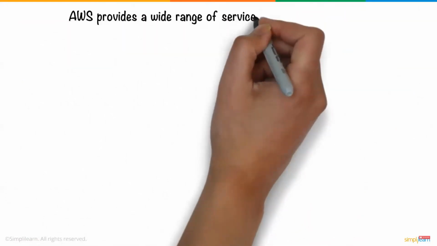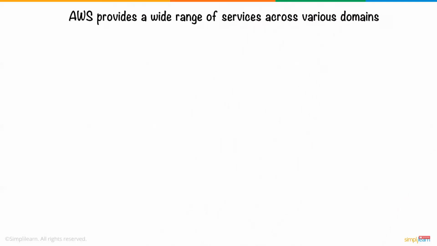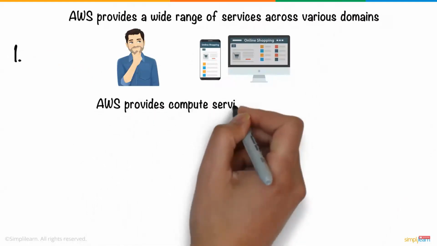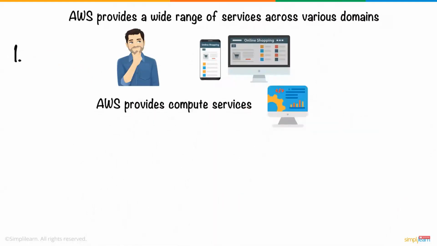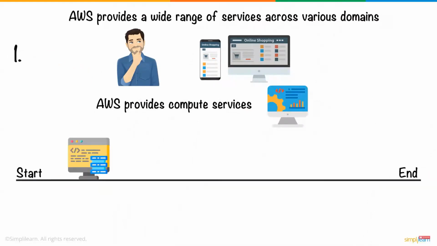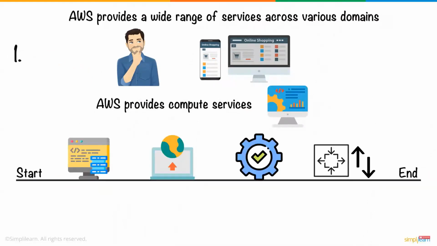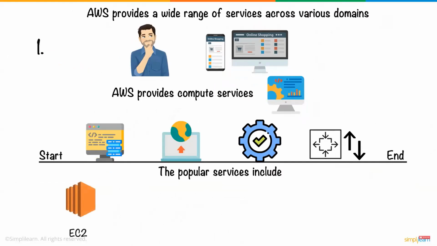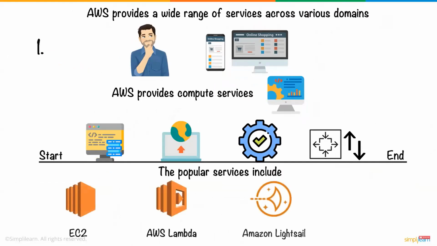AWS provides a wide range of services across various domains. What if Rob wanted to create an application for his online portal? AWS provides compute services that can support the app development process from start to finish. From developing, deploying, running, to scaling the application up or down based on the requirements. The popular services include EC2, AWS Lambda, Amazon Lightsail, and Elastic Beanstalk.